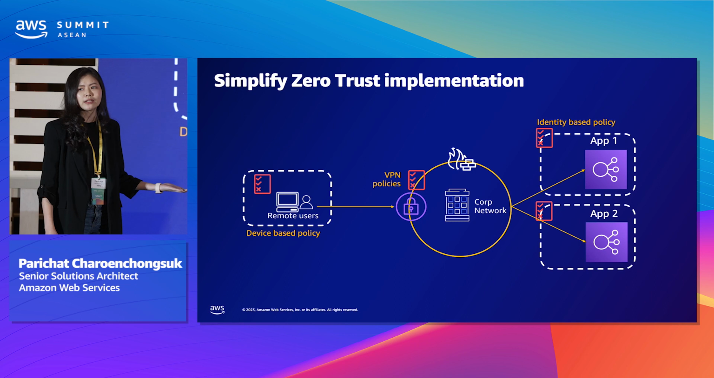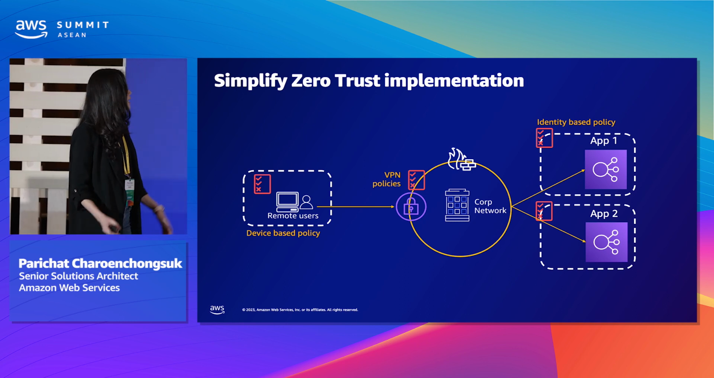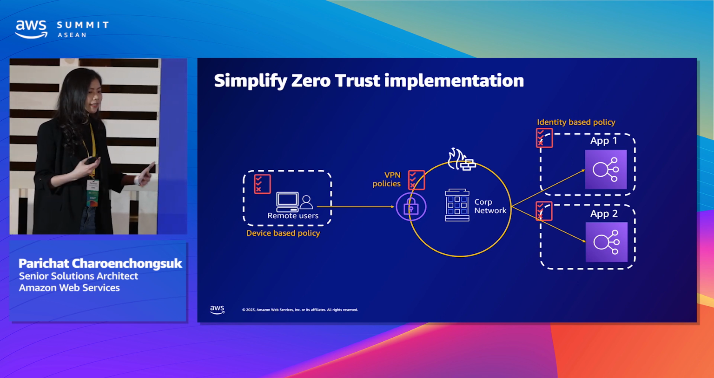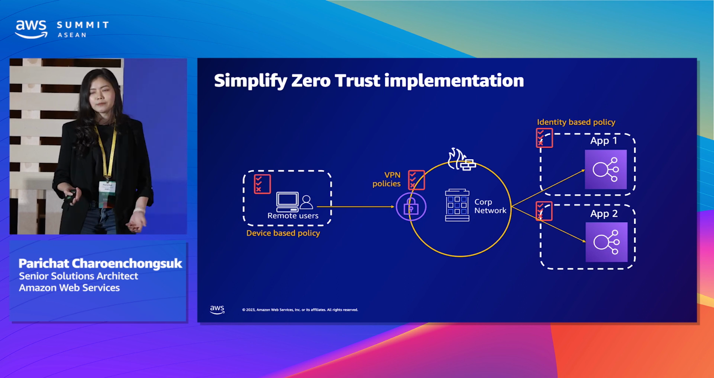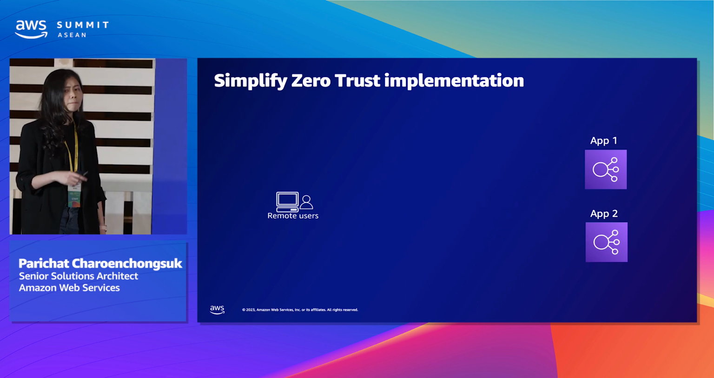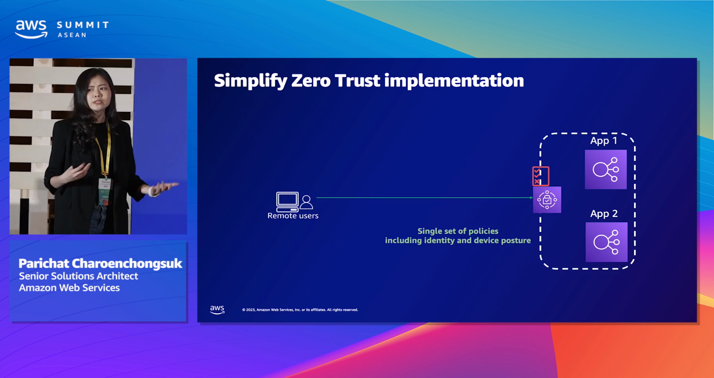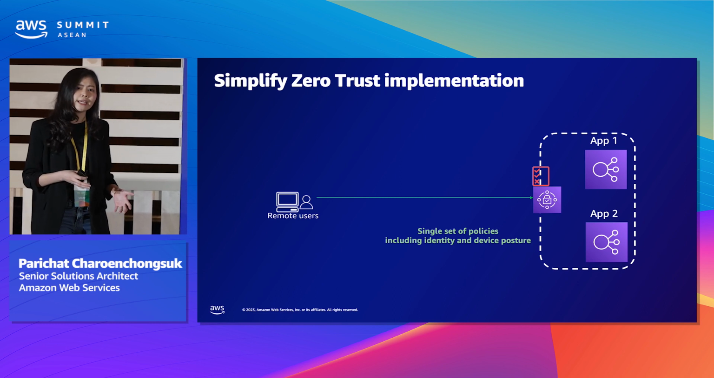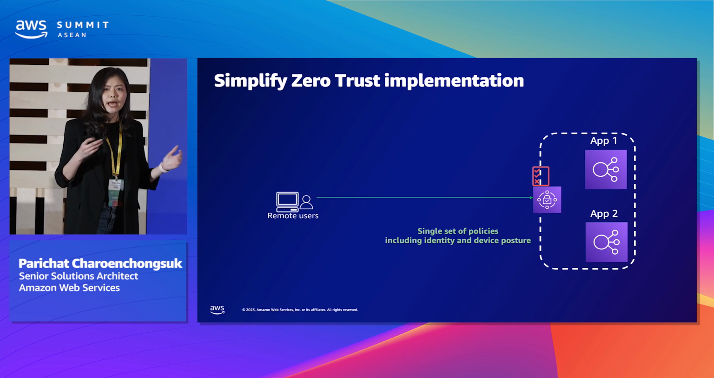So this is how it looked previously, right? You needed the network team to manage VPN policy, developers to manage identity, and an IT admin to manage device policy. But now it's quite simple. Your users don't need VPN to access applications, and you can manage all of your applications in one place.